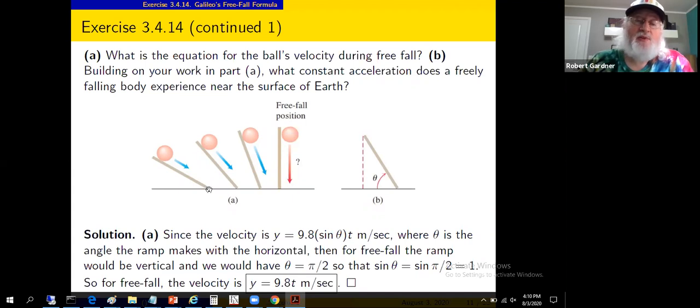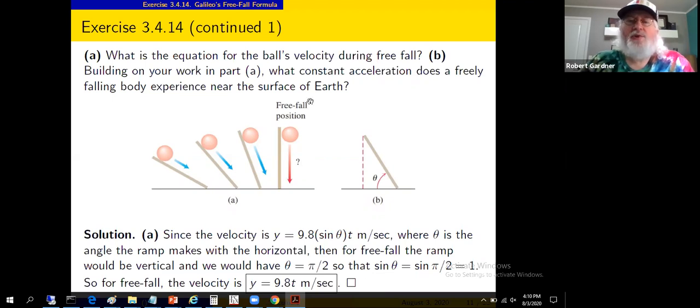So he experiments with small angles and he deduces this idea. So we'll take theta to be pi over 2. It's calculus class. We're going to measure angles in radians. Sine of pi halves is 1, and the velocity function just becomes y equals 9.8 t. The sine theta part is 1 when theta equals pi halves. They wanted the equation for velocity. There's the equation for velocity as a function of time.